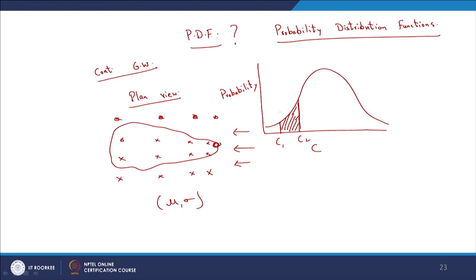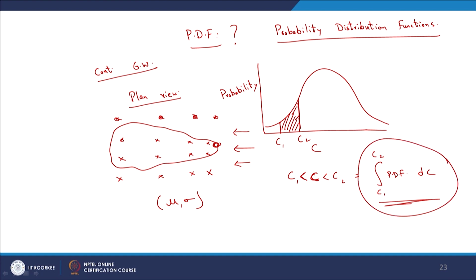But how do I calculate that? What is the probability that the concentration C is between C1 and C2? This is the integral of that probability distribution function from C1 to C2. It is nothing but the area underneath that probability distribution function. So again, how can I calculate these probability distribution functions? Let us look at that particular minor case. Let us say there are n number of events.